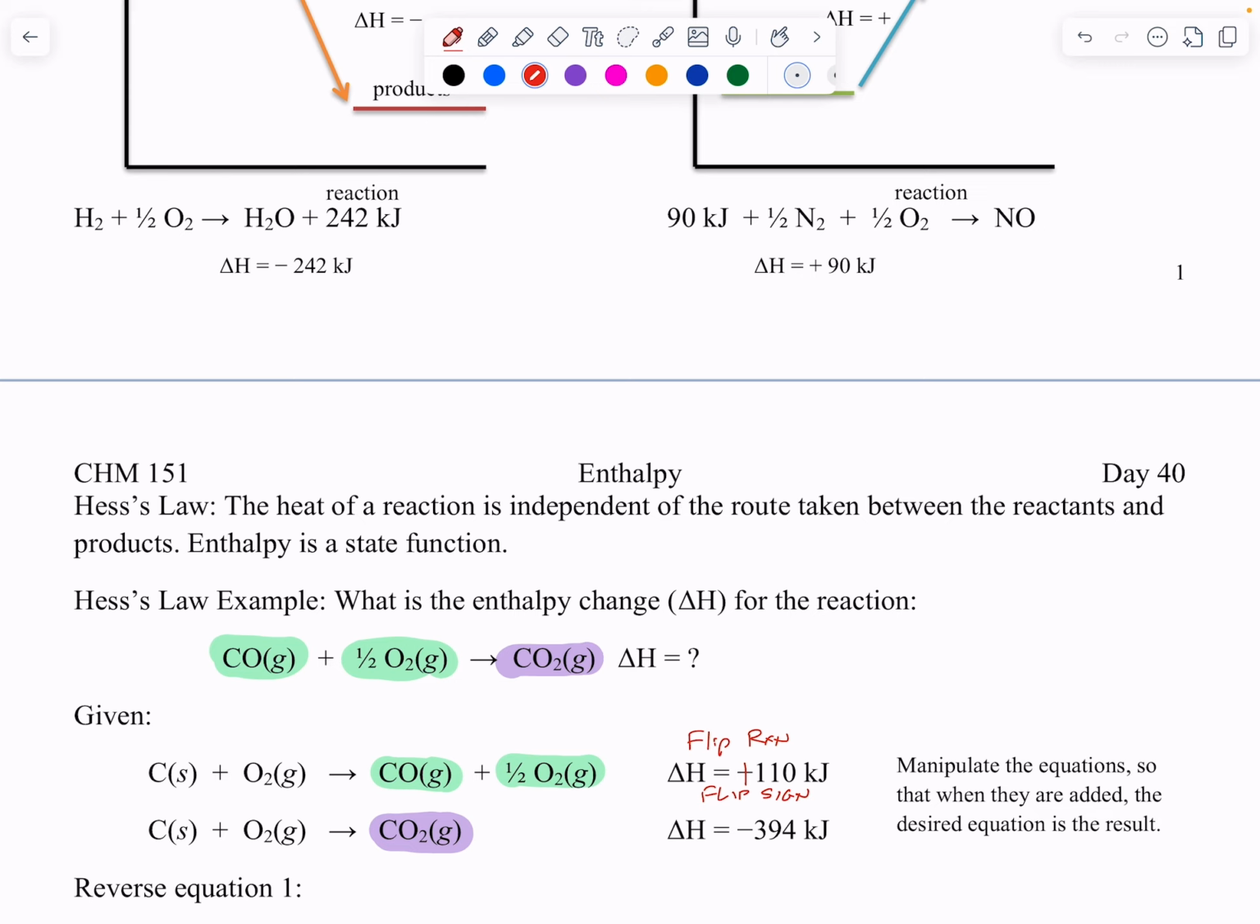Now, what if I needed to multiply everything by 2? Make coefficients. So what if I had to put a 2 here, a 2 there, a 2 there, and a 1 there? Well, then I'd have doubled delta H, the same thing. If I needed to do a 3 and a 3 and a 3 and 1.5, then I'd be times 3, right? That's how that works. If I needed to half equation 2, then I'd get half of delta H. I don't need to half it. I just need to flip equation 1.